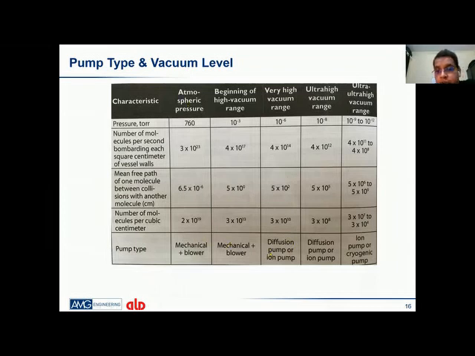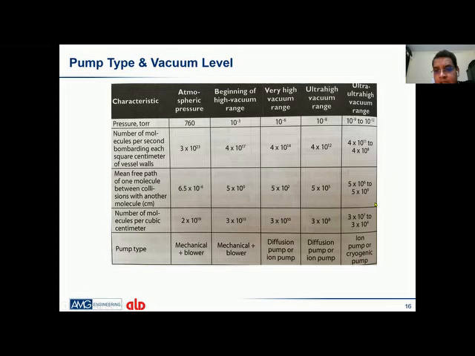Then the diffusion pump and the ion pump, we are talking about the vacuum levels of 10^-5 and 10^-6. So from the atmosphere, you can use the mechanical and blower pumps. And when you see this, the mean free path of the molecules at the atmosphere level is 6.5 times 10^-6. And when we talk about 10^-5, 10^-6, this is approximately 500 meters.